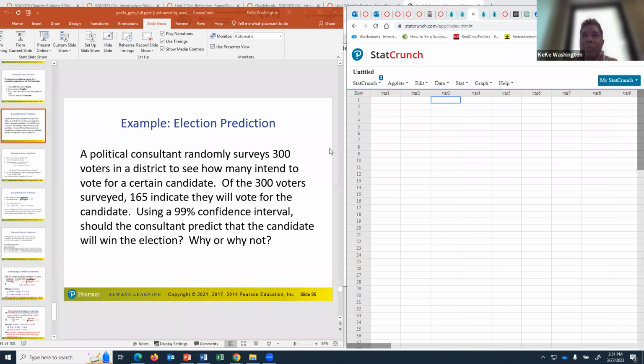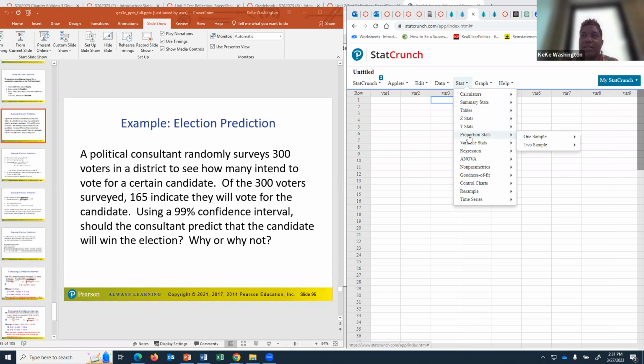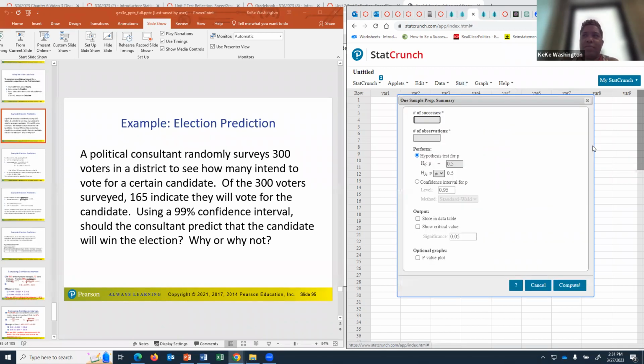Well, in this example, this is a proportions problem, being that the survey question that would be asked here is, would you vote for the candidate? Yes or no? We had 165 to indicate that they would out of the sample size of 300 voters. So since this is a proportions question, we're going to go Stat, Proportion Stats. We only have one sample. We're not comparing two.